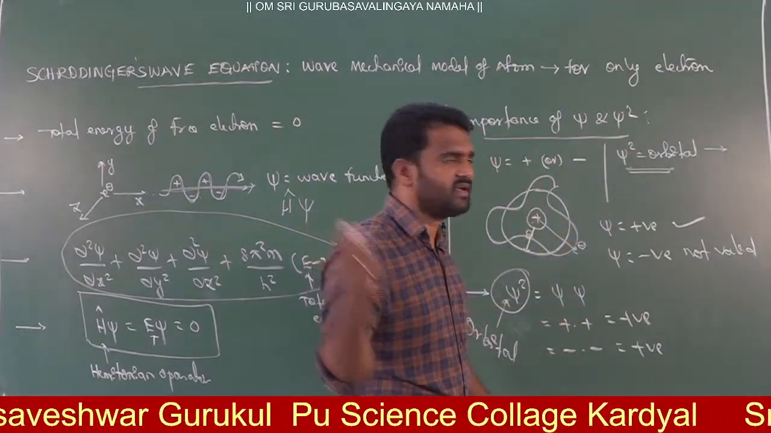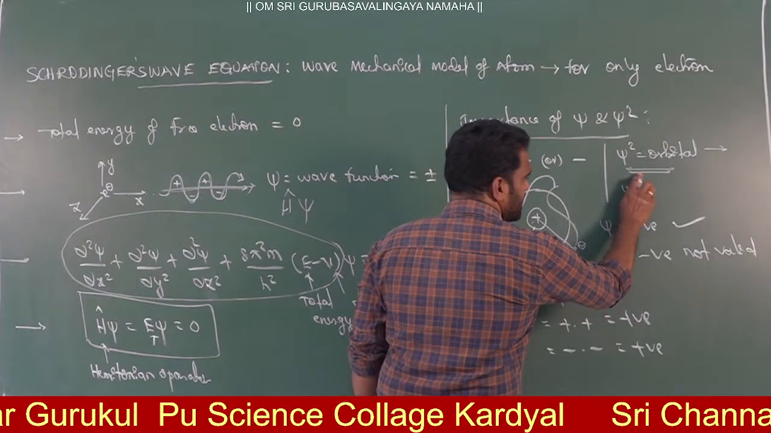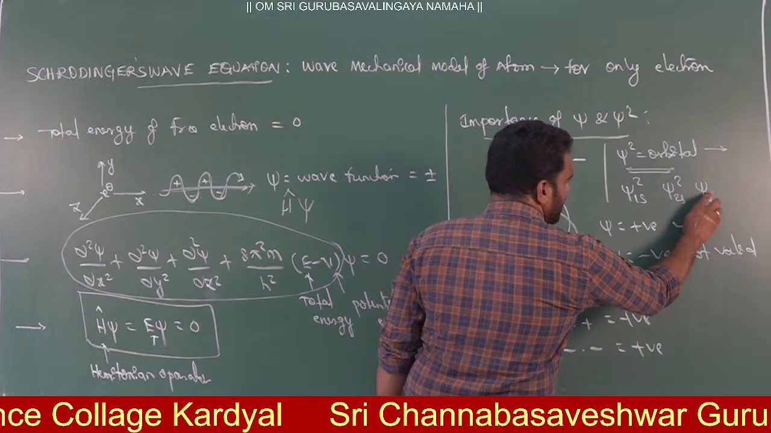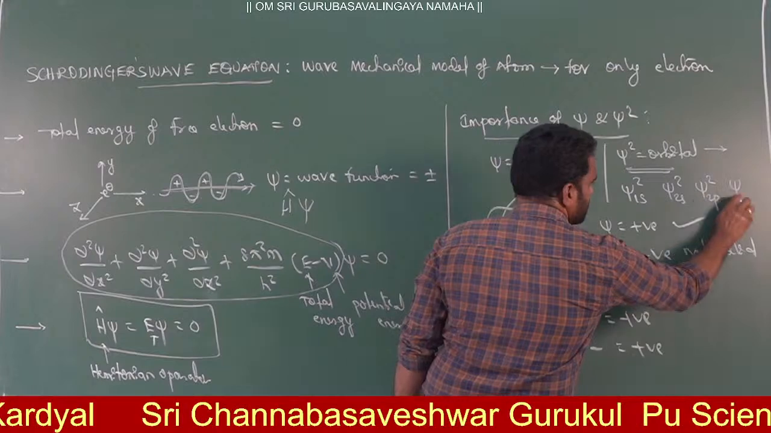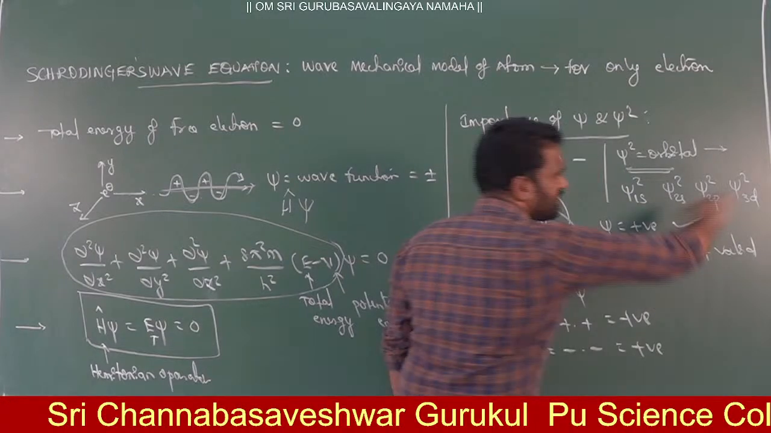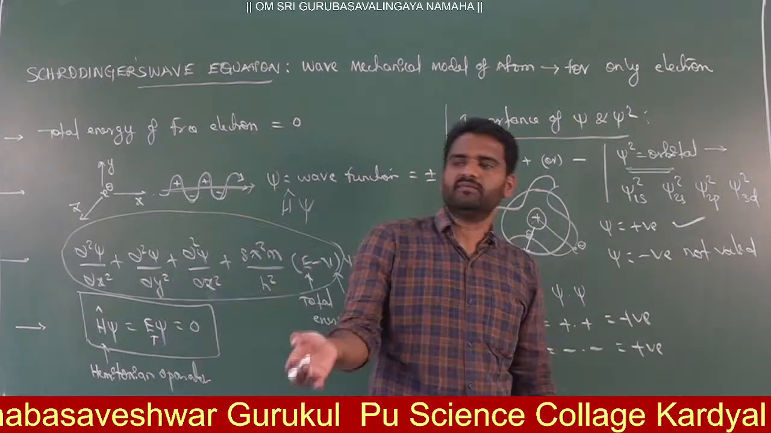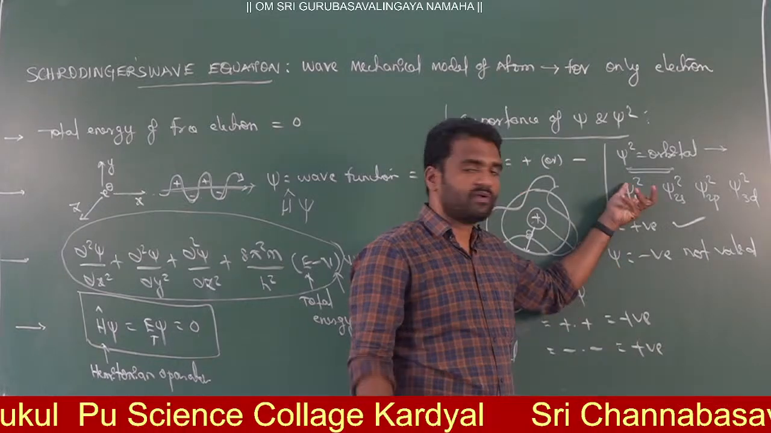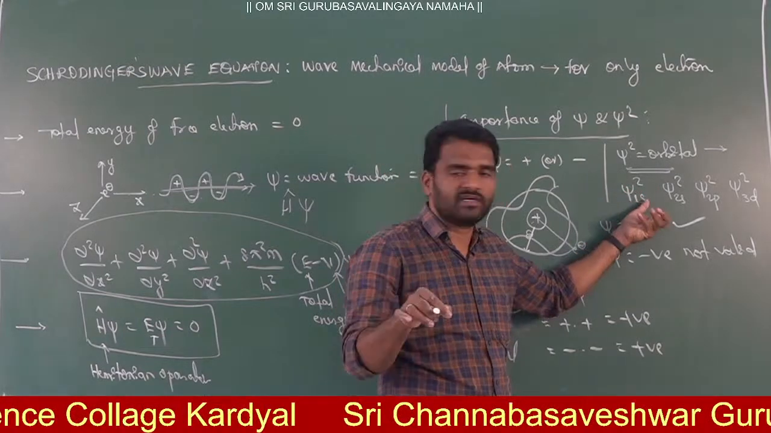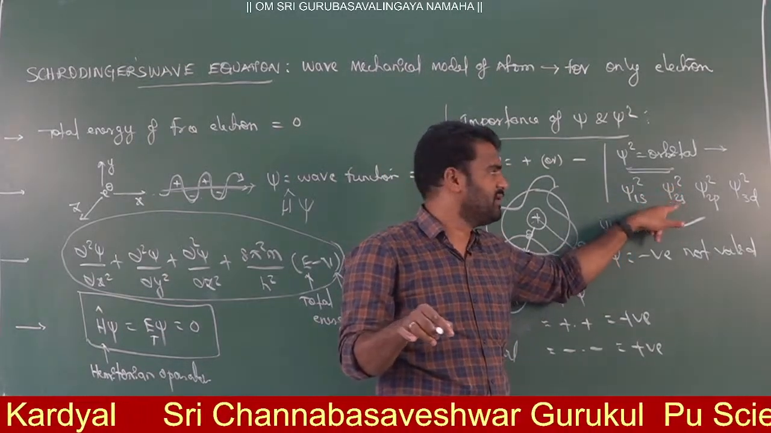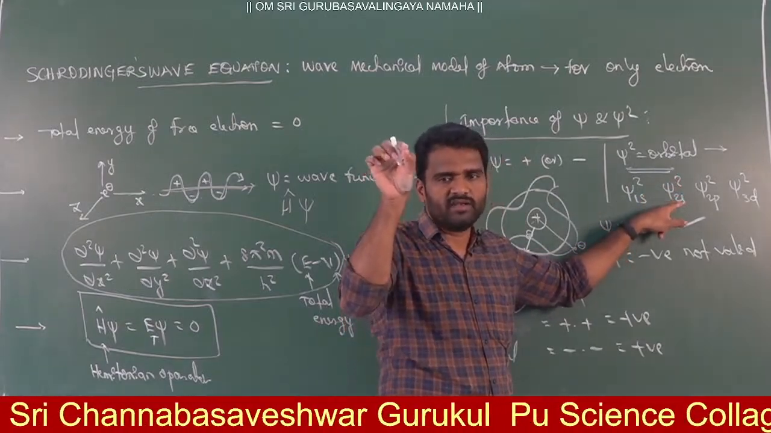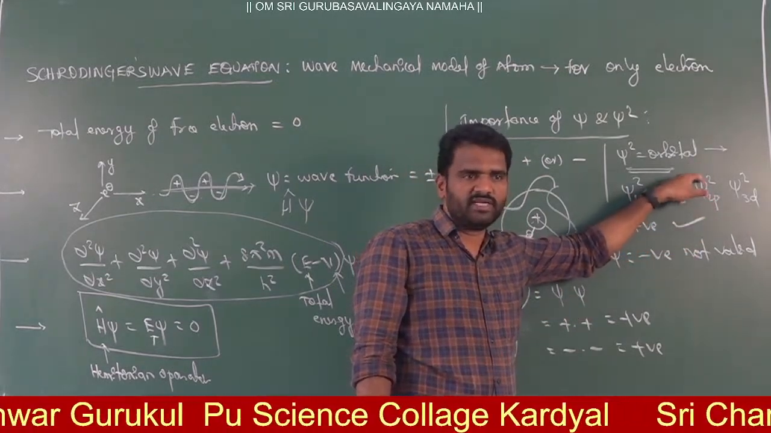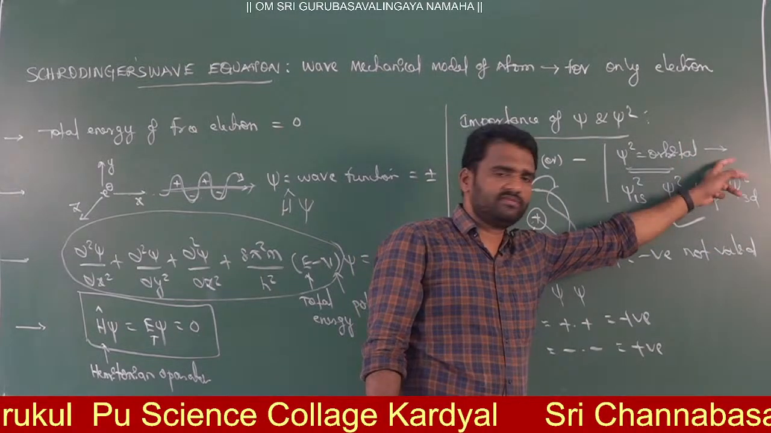These orbitals are of different kinds. For example, psi square of 1s orbital, psi square of 2s orbital, psi square of 2p orbital, 3d orbital, like that you can represent. Depending on the shell and orbital, you can write the representation. Psi square of 1s means the probability of finding electron in the first orbit, s orbital. 2s means the second orbit, s orbital. 2p means the second orbit, p orbital. Here, the third orbit, d orbital, we have electron.